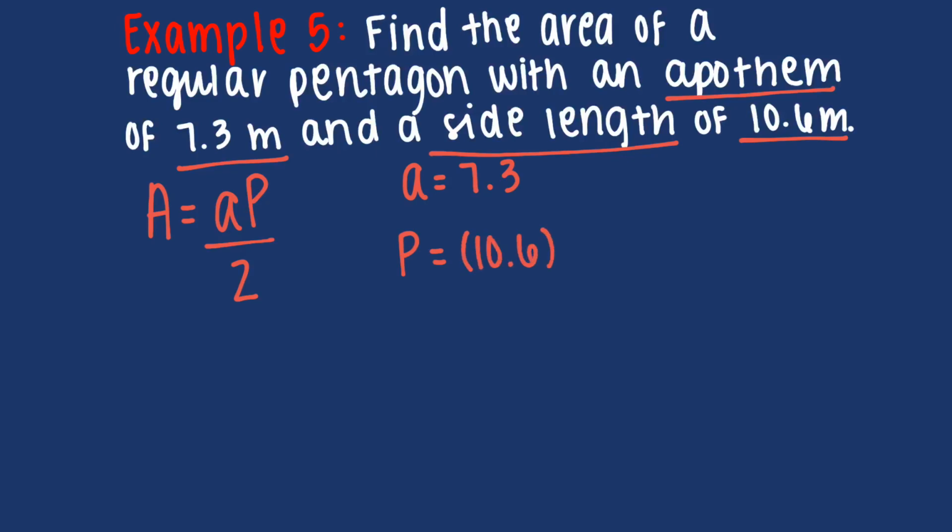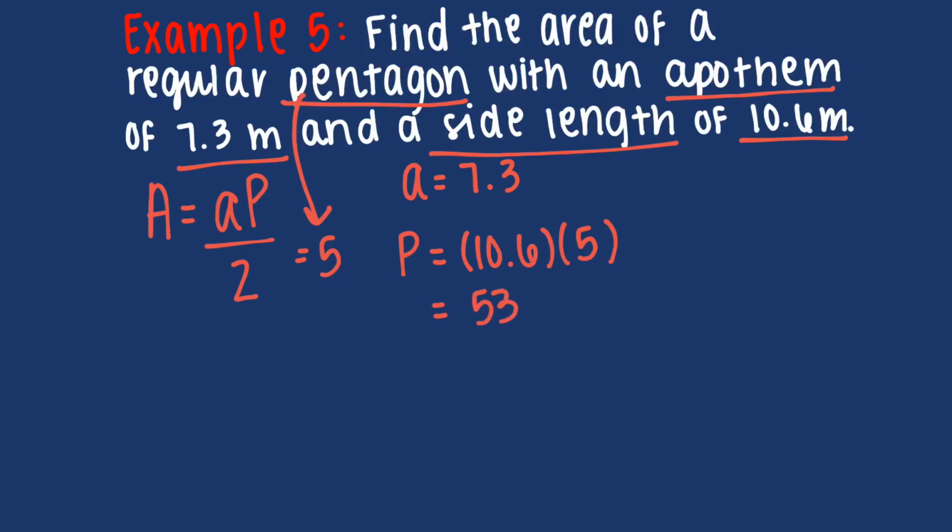And remember, we were taking our side length and multiplying it by the number of sides. This is when those prefixes really come in handy. I have a pentagon. You need to know that pent means 5. So I know my perimeter will be 10.6 times 5. So my perimeter ends up being 53.